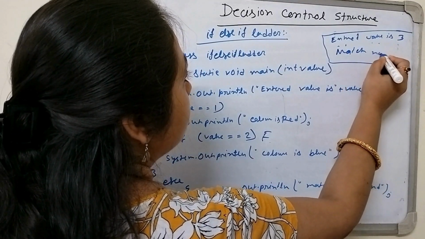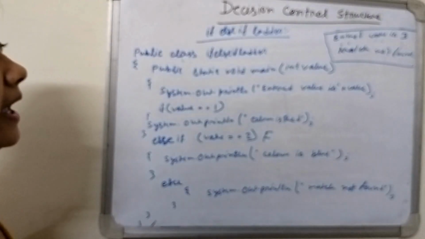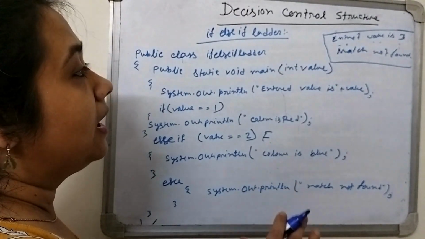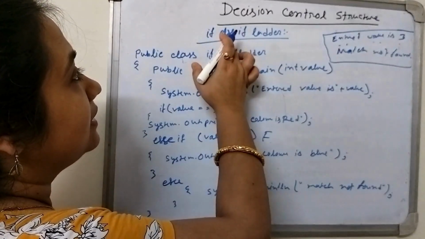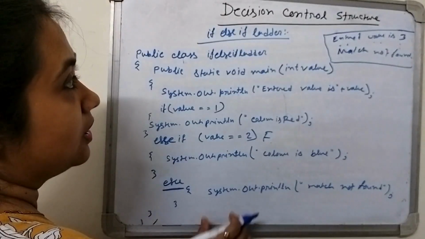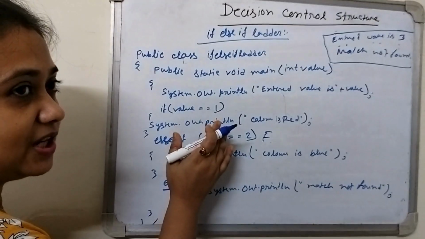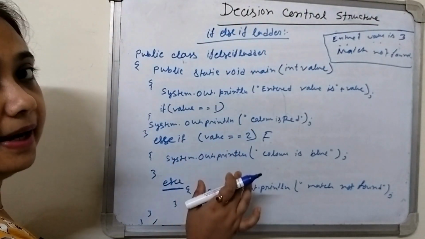Match not found. So when we use the if-else-if ladder, when there is a case where we have to check multiple conditions, then we have to use the if-else-if ladder.